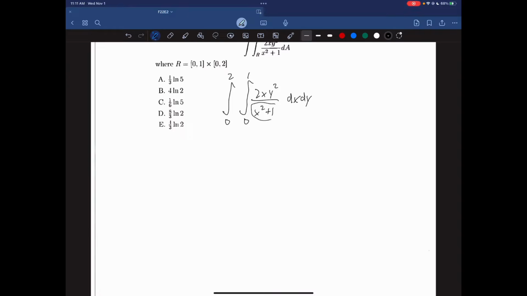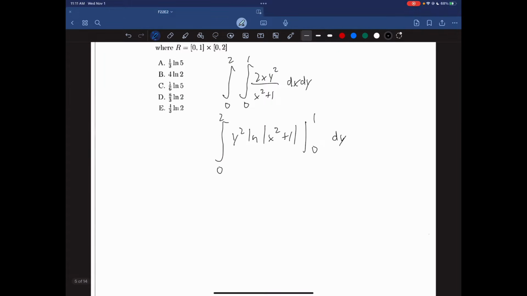So since we have x squared plus 1 here and 2x, I'm just thinking ln, and we even have ln in the answers, so that's a little trick right there. So it's going to be ln, absolute value, doesn't really matter in this case, of x squared plus 1, times y squared, evaluated from 0 to 1 for x, and y is still the integral from 0 to 2. And that gives us ln 2 minus ln 1, which is just 0. So we're going to get y squared ln 2, integral from 0 to 2 dy.